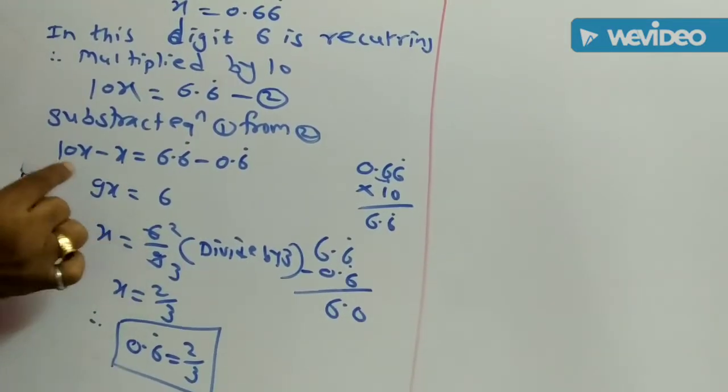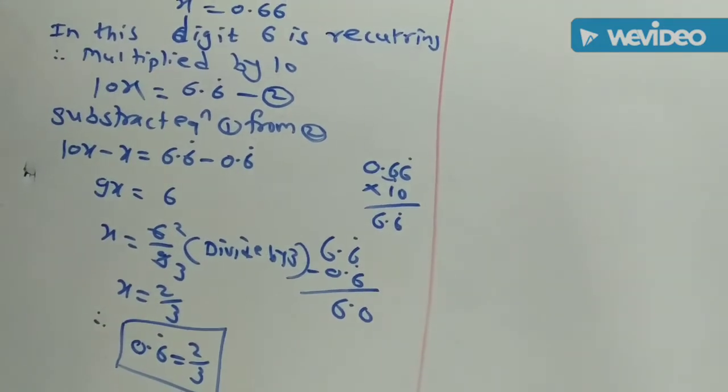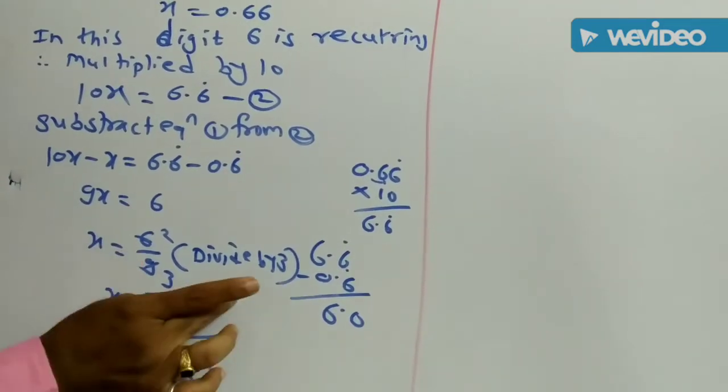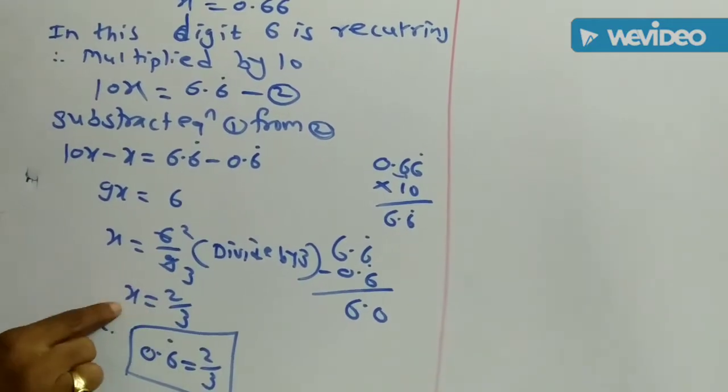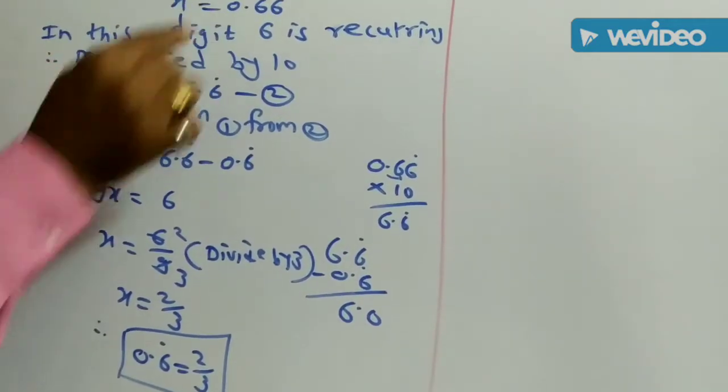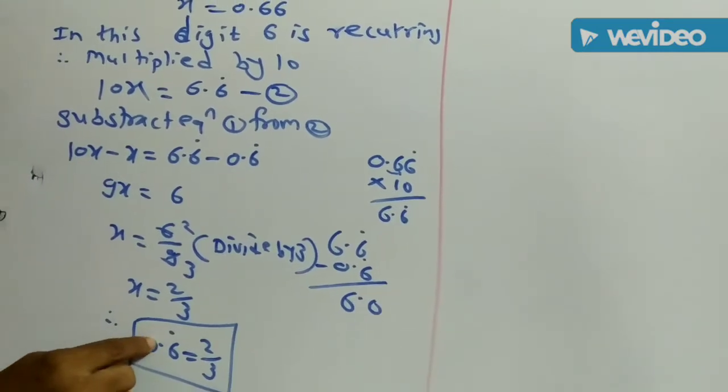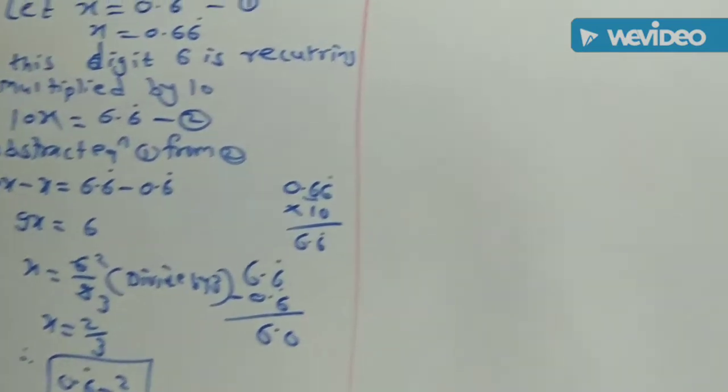10x minus x, 9x. Multiplied by 9 gets converted to division, 6 upon 9, both are multiples of 3, therefore divide by 3, we get 2 upon 3 is equal to x. x means 0.6 dot, therefore 0.6 dot is equal to 2 upon 3.